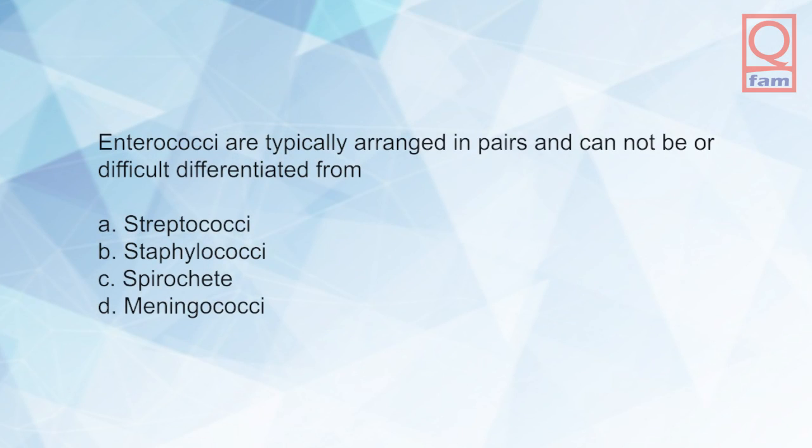Enterococci are typically arranged in pairs and can be difficult to differentiate from A. Streptococci, B. Staphylococci, C. Spirochete, D. Meningococci. The answer is A. Streptococci.